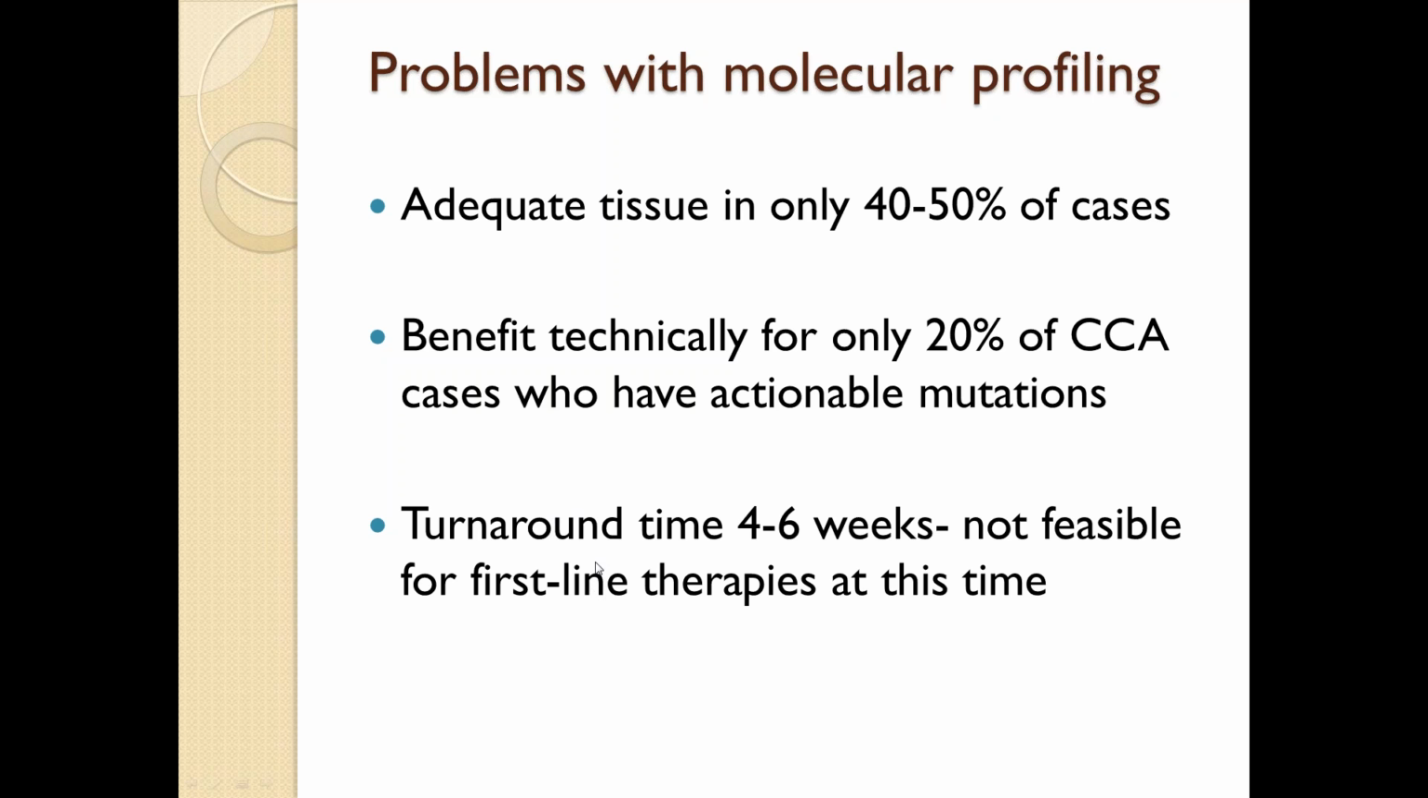Furthermore, one of the disadvantages we face in the clinic is the turnaround time. When we send the tissue for molecular profiling, it often takes 4 to 6 weeks for the result to be back. So often the implications in terms of therapy and novel trials are not feasible in the first line setting. We often use them in the second line setting.